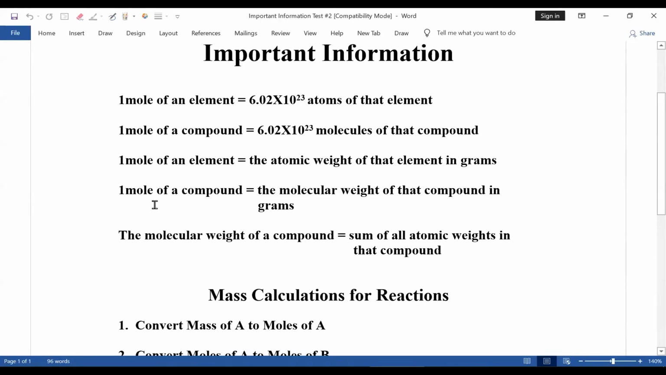And for my class, since I worked in the real world, it turns out this is quite important. You should know 1 mole of a compound equals its molecular weight in grams. And the molecular weight of a compound is the sum of all atomic weights in that compound.